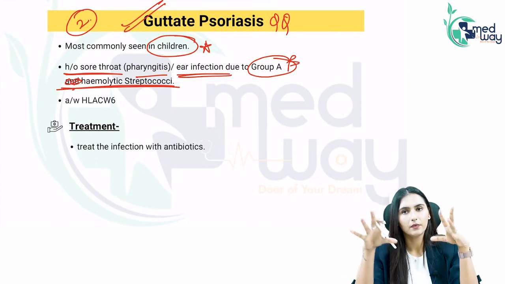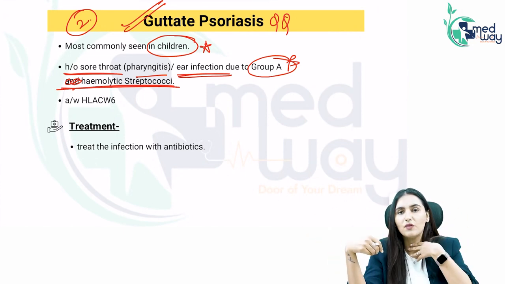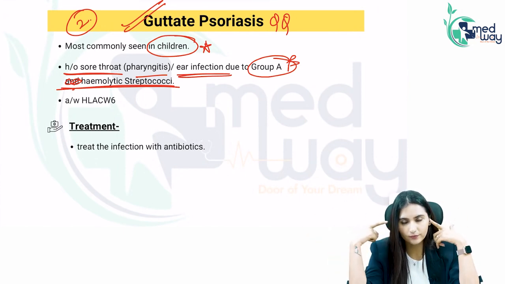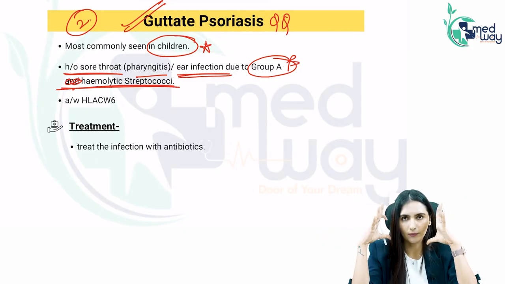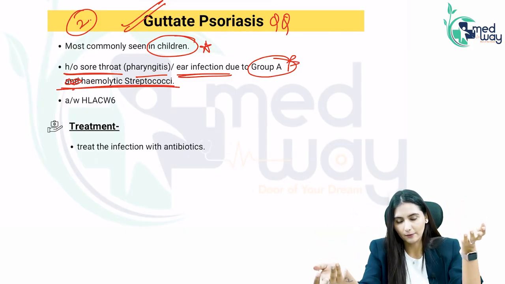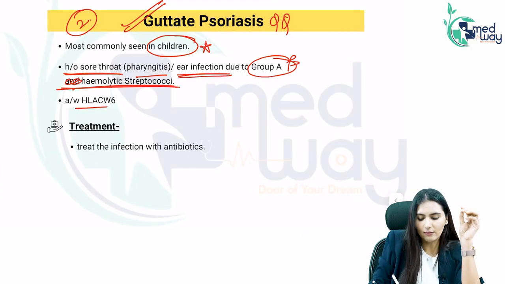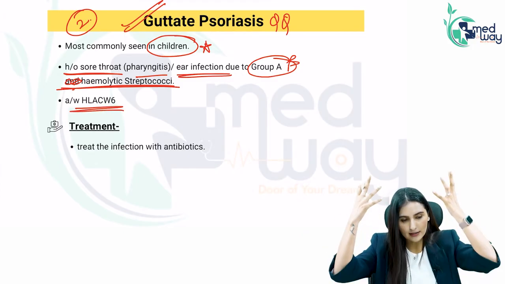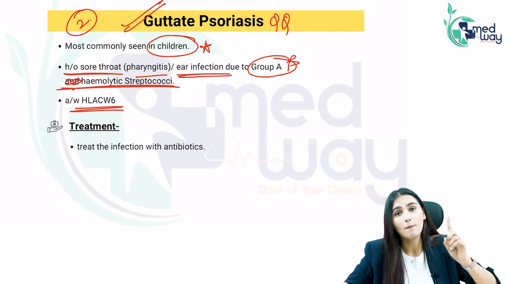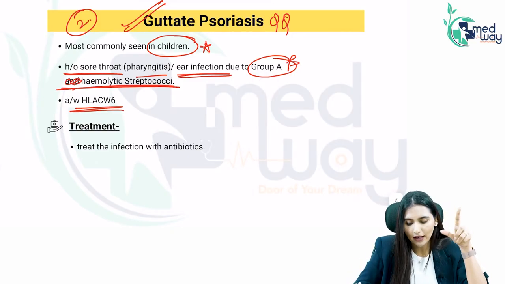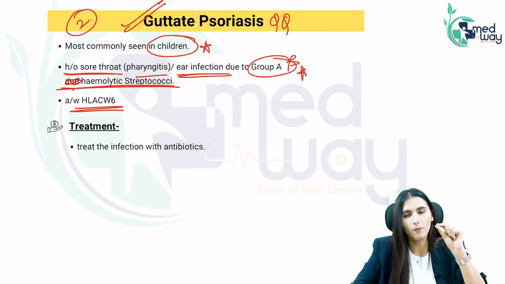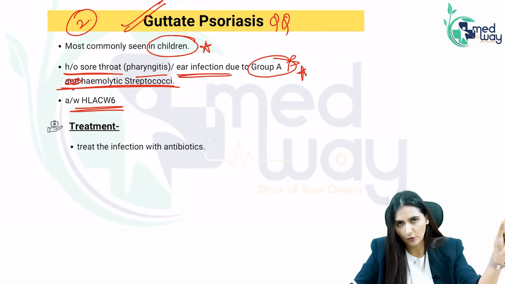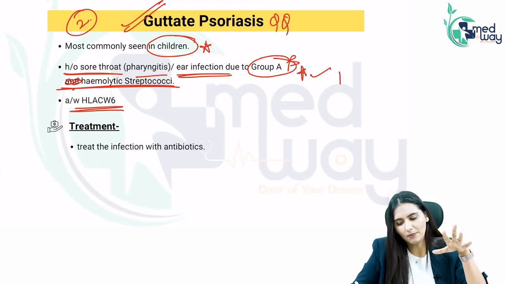So what happened? That streptococci came, gave you a sore throat or an ear infection. Its work was only till there. Your immunity went crazy again. It is associated with HLA-CW6. Your immunity went crazy and it caused psoriasis in the rest of the body. But because it is happening due to a transient problem, that is group A beta hemolytic streptococci, which was the antigen over here, when the antigen goes away, your immunity will calm down.